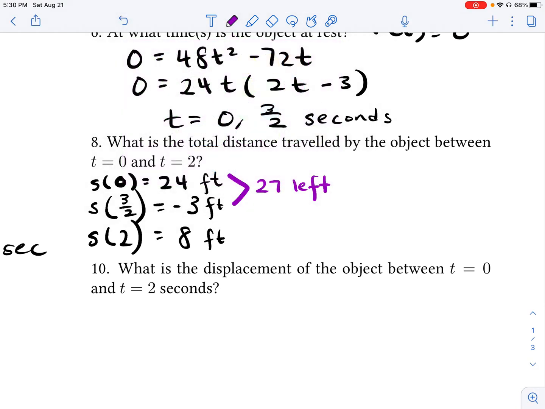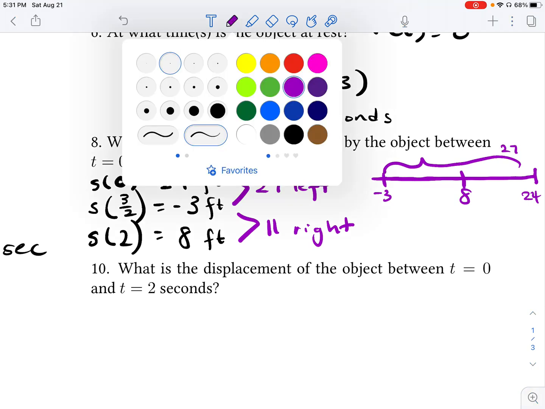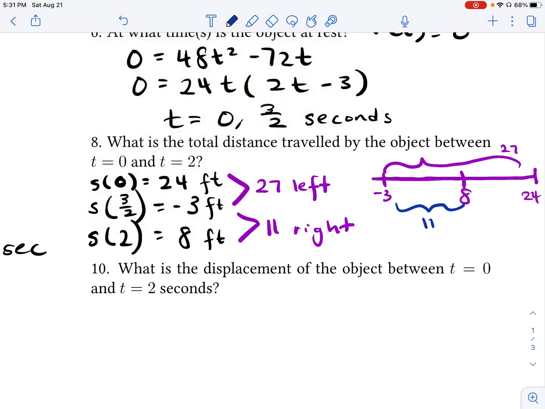Now ask yourself, if you were at -3 on the number line, and I can maybe even draw this, -3, and now you're at 8, what's the total distance that you traveled from 3/2 seconds to 2 seconds? Well, this is a total of 11 steps to the right. Think about this for a second. This is obviously not to scale, but if I write 24 here, you went initially from 24 to -3, 27 units to the left, and then from -3 to +8, you went 11 steps to the right.